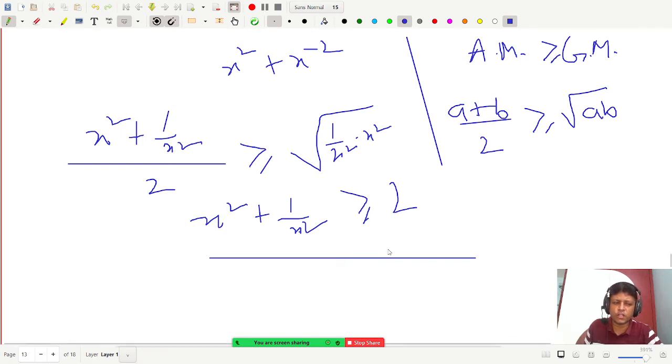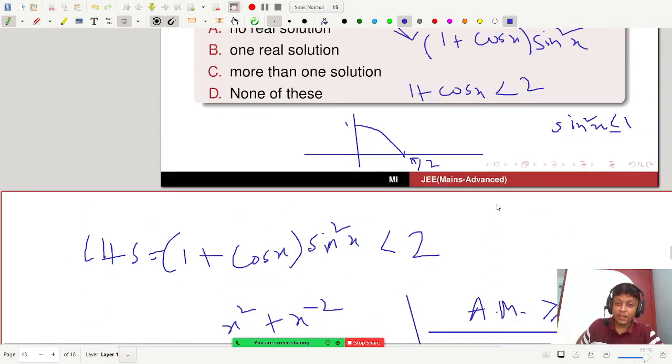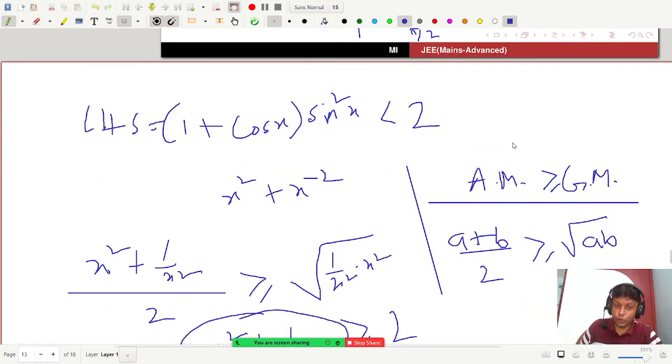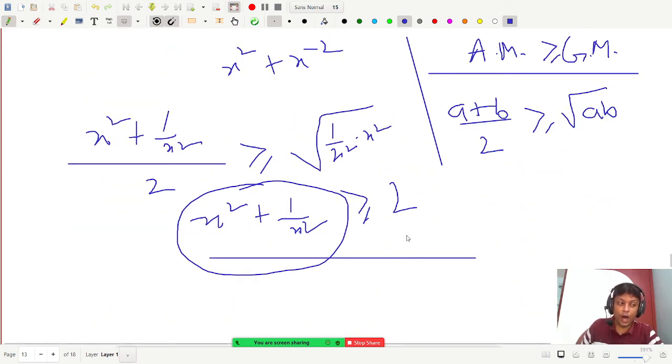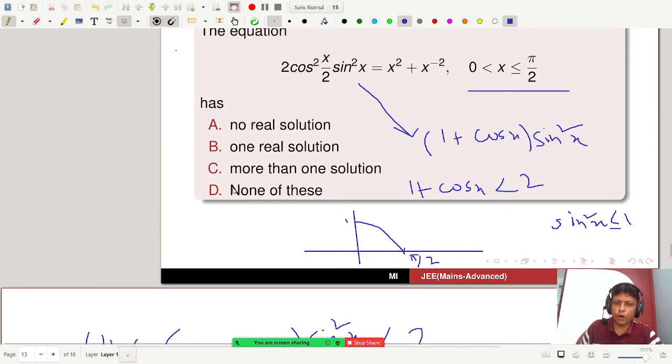So the given equation is not possible for any real value of x, because your right hand side is greater than or equal to 2, applying AM-GM, and your left hand side is less than 2. Okay, got it? So what is your option? Option will be A, no real solution.